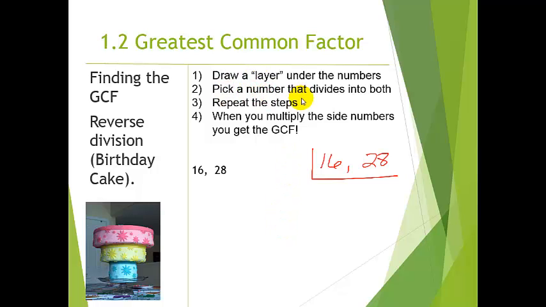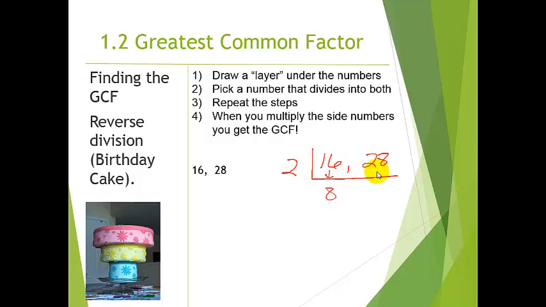Now pick a number that divides into both. So I know that these are both even, so I'm going to make a 2. Now, 2 times 8 gives me 16, or you can look at it as 16 divided by 2 gives you 8. So notice I just dropped it right there.